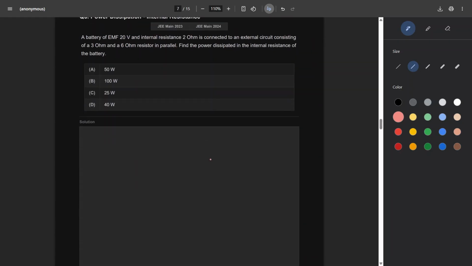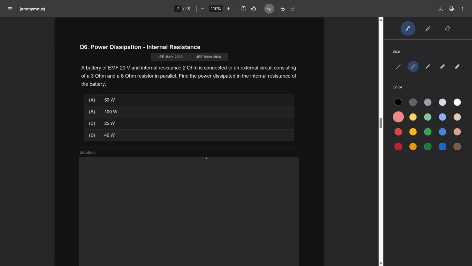So next question, power dissipation. Power is I squared R. We have a battery of 20 volts and 2 ohms.